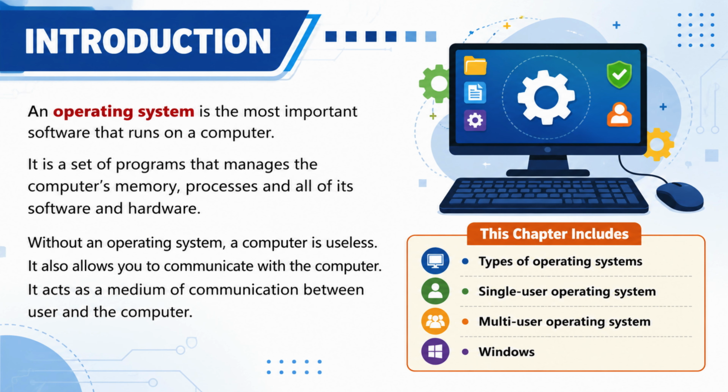An operating system is the most important software that runs our computer. As this statement tells us, we can understand the operating system as a main software that helps the computer to work. It is a set of programs that manages the computer memory, processes, and all of its software and hardware. So everything, be it the memory of the computer, the processes, whatever is going on, or hardware or software, everything is controlled by the operating system.